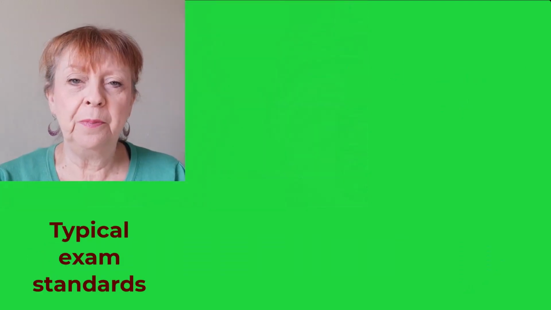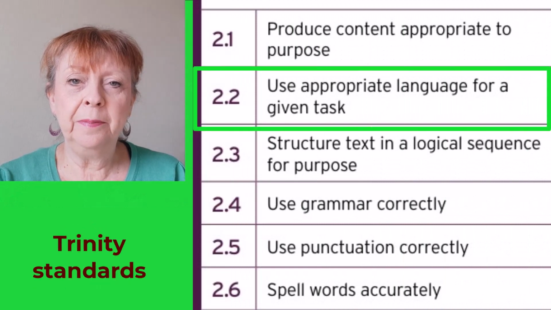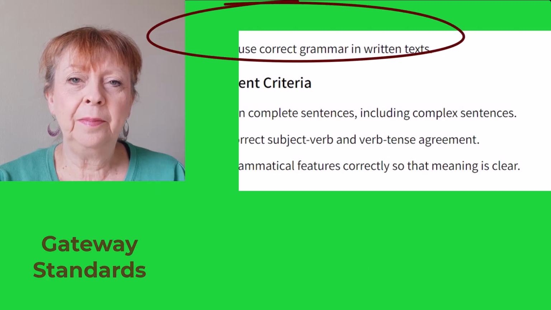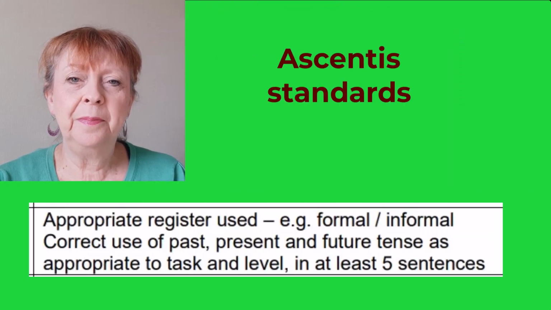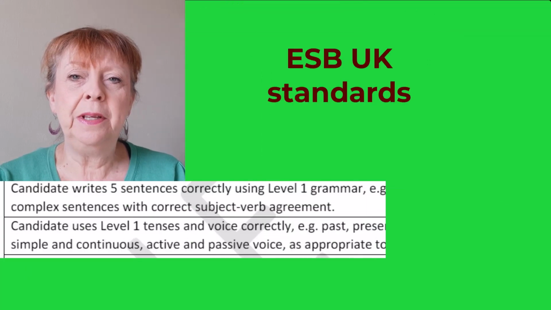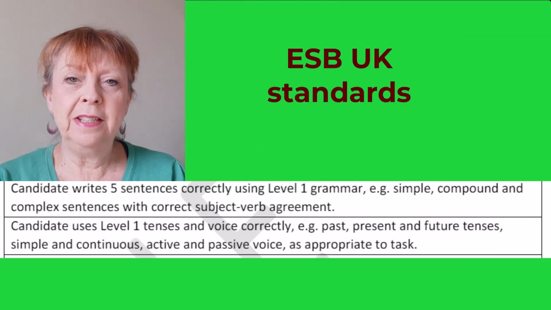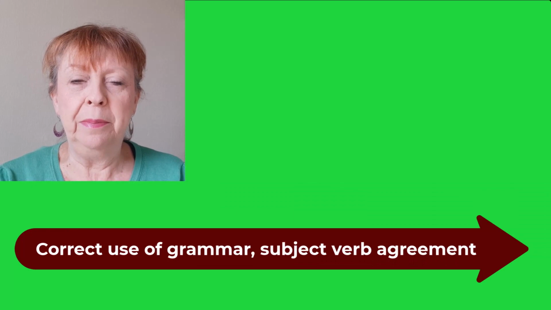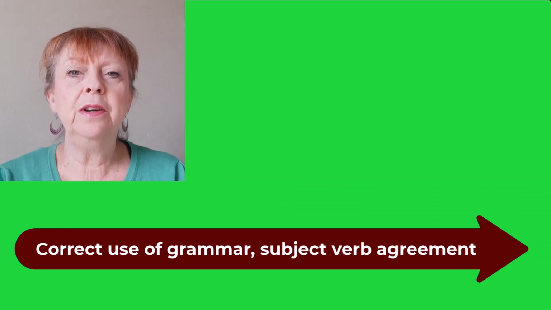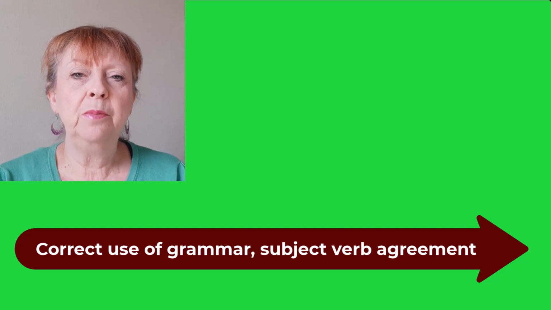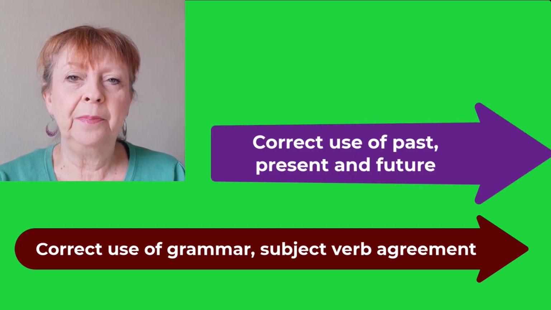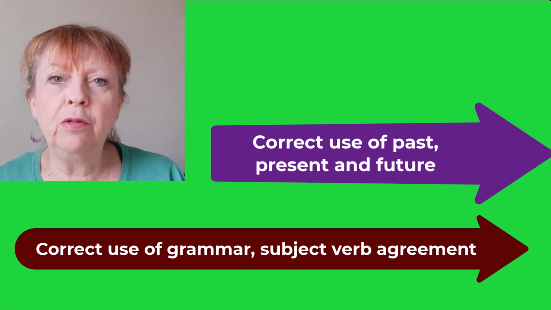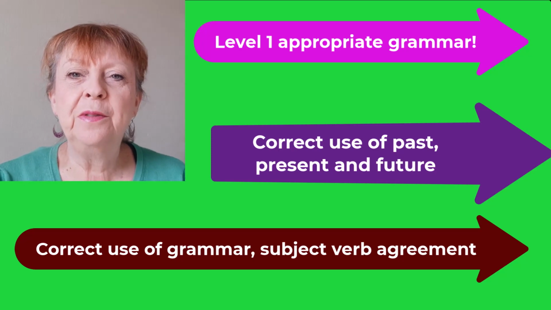Here are some examples. First of all, here is the Trinity, then the Gateway, then Ascentis, and finally ESB UK. And all of them refer to the same thing, the correct use of grammar with subject-verb agreement. And some of them also refer to the correct use of past, present, and future tenses. One or two of them also have an unusual reference to Level 1 appropriate grammar. What's that? Well, we're going to find out.